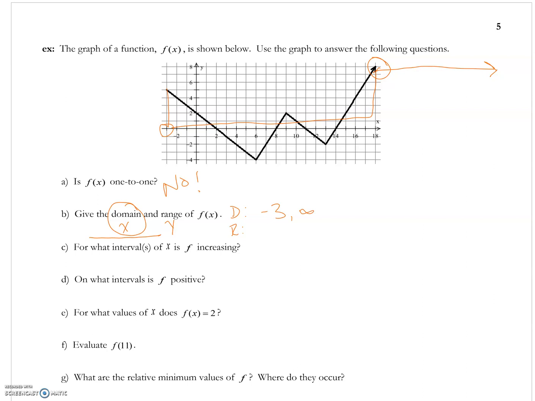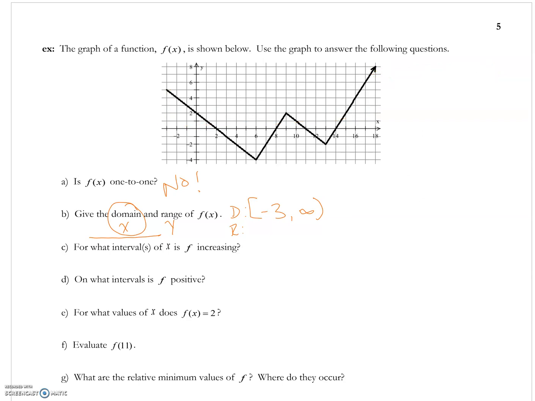Since we can never actually touch the number infinity, we put what's called a soft bracket or parentheses there. On the other side, though, this point -3, that x value really does exist on the graph, and you can touch the x value -3. So we put a hard bracket with the -3.